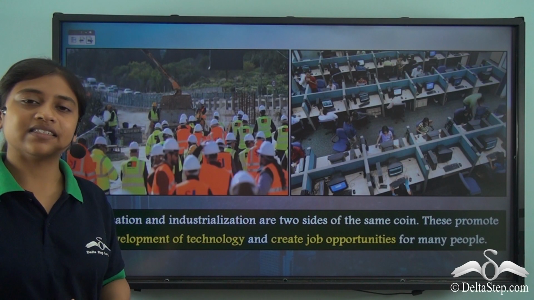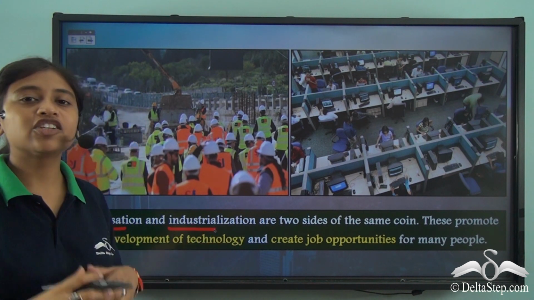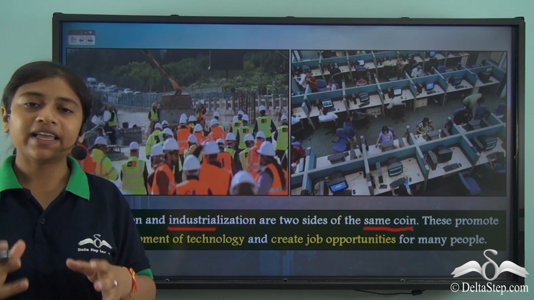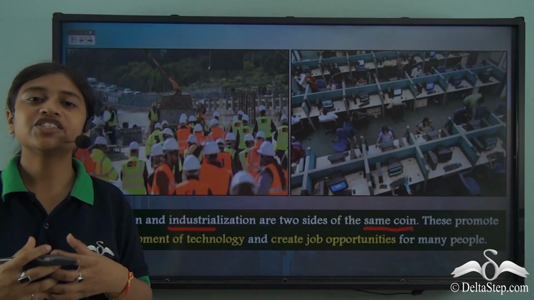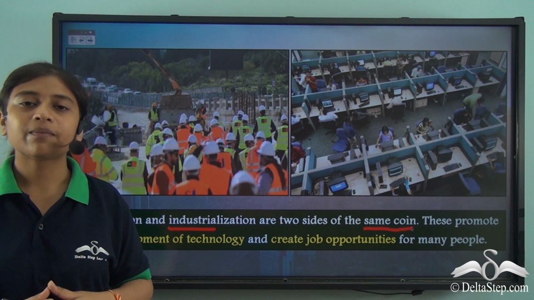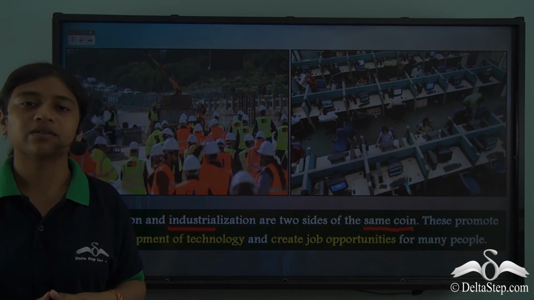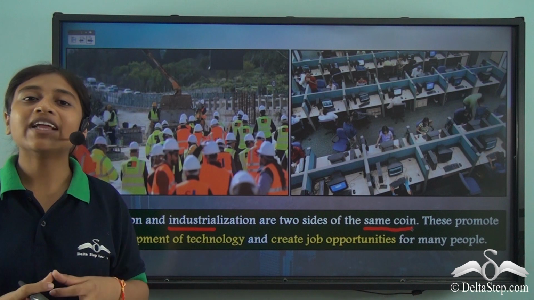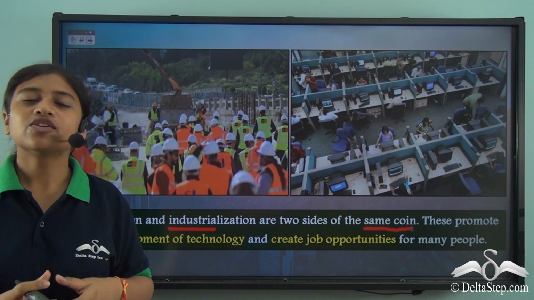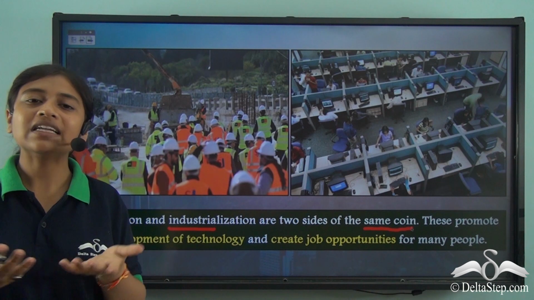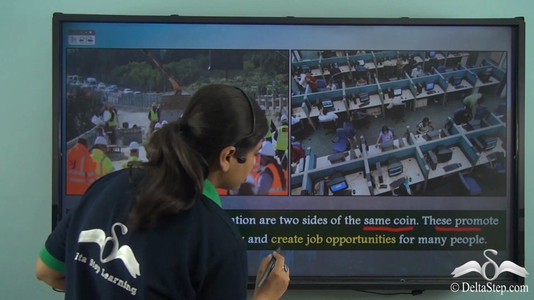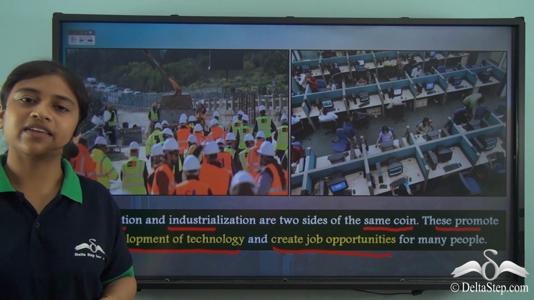As we learnt in our previous lesson, urbanization and industrialization are two sides of the same coin. So they both influence each other. In a place where industrialization has come up earlier, it eventually leads to the urbanization of that region. With the growth of industries, there are more job opportunities, and it also attracts people from the surrounding region. This creates a pressure on the existing resources, and to fulfill the needs and make a balance of these resources, industries work harder and expand more. So you see that industrialization and urbanization go hand in hand. Due to this, they promote development of technology and create job opportunities for all the people living there.